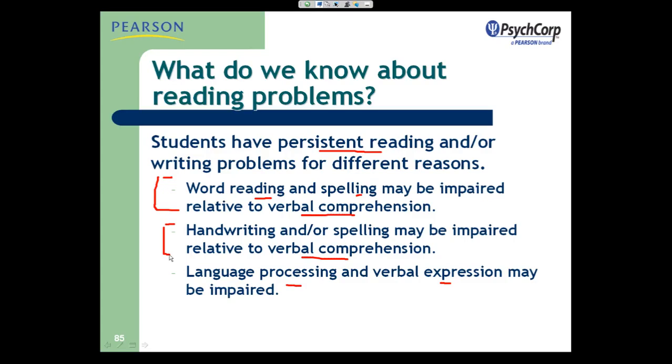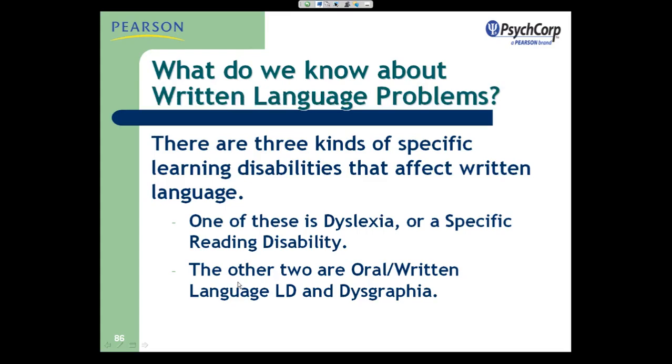or it might be because of a weakness in language overall, a weakness in both oral language and written language. So if you think about written language, there are three kinds of specific learning disabilities that affect written language. One of these is the specific reading disability, where the weakness is in basic reading skills, and the other two are an oral and written language learning disability. So a weakness in language overall impacts the comprehension in reading, or it might be dysgraphia.